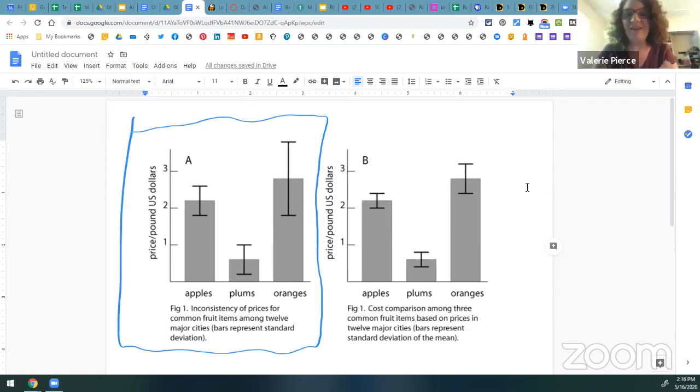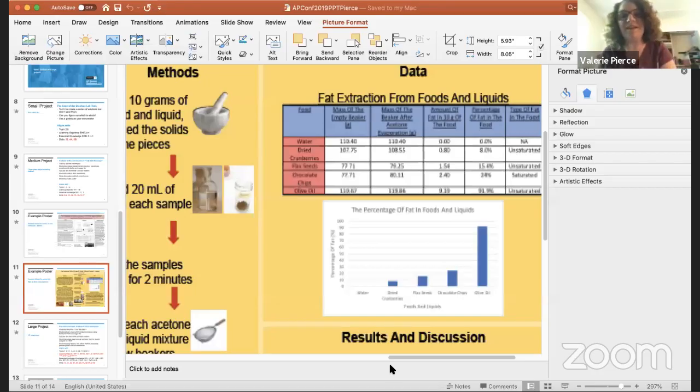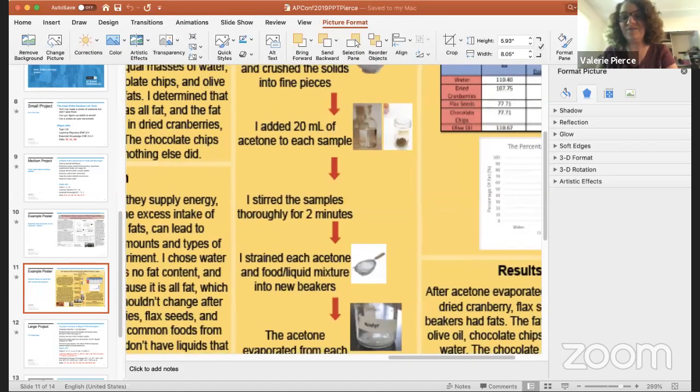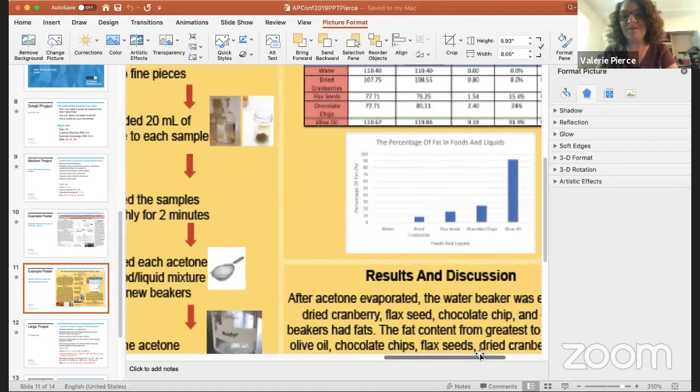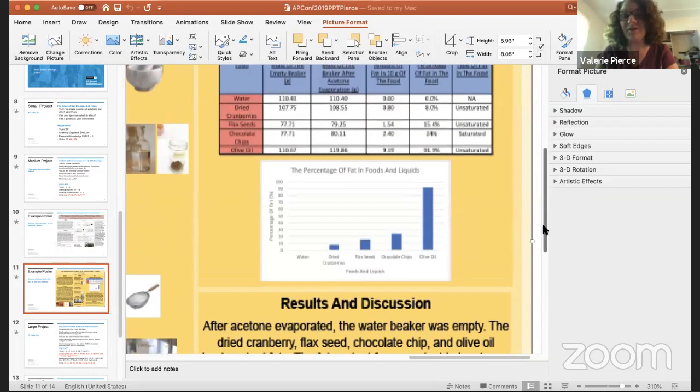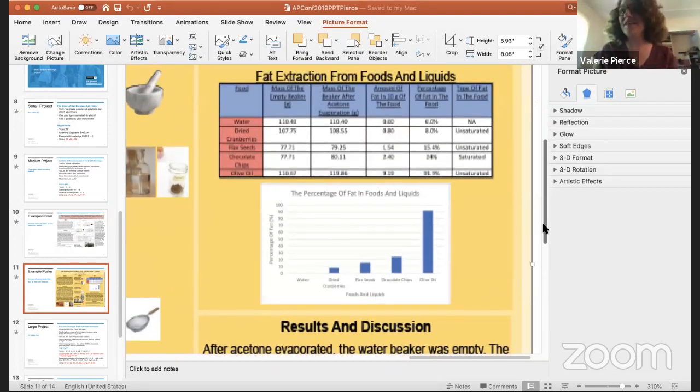They're picking 3 fruits that are common to survey. There's no control here. If I can share my screen, I will show you an example where there is a control. This is used with permission by a student. So there was a student who wanted to know how much fat was in different foods. And she developed her own technique.